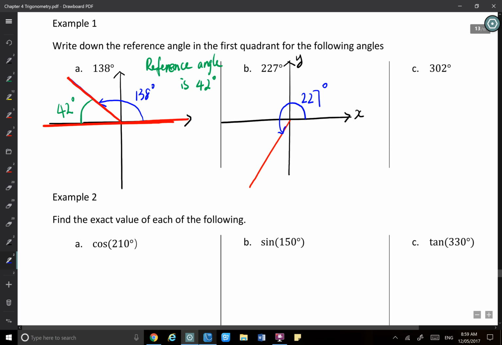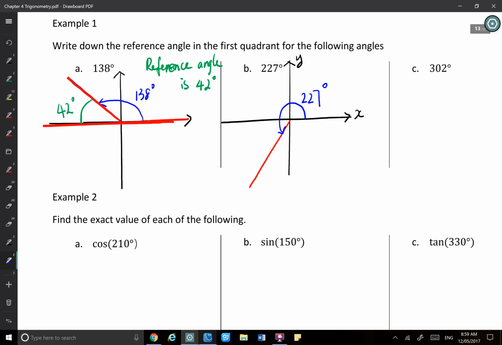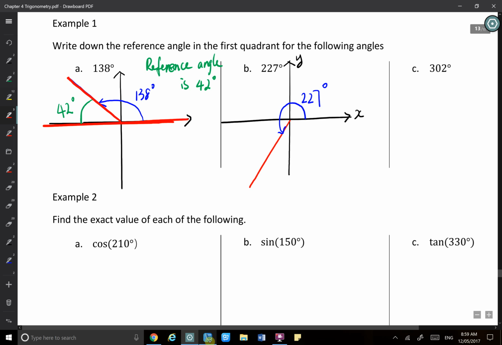Is that in this quadrant? Do you have it here? Where is the reference angle? Okay, the angle line and axis will form an acute angle. Where is the acute angle? Here is the acute angle.